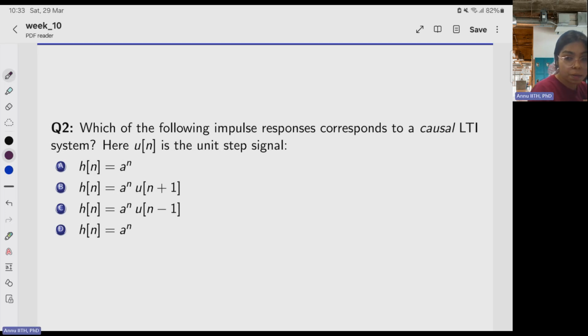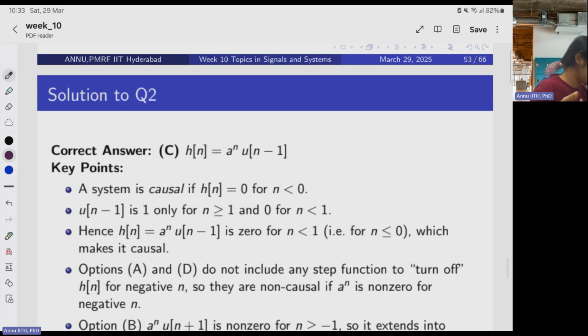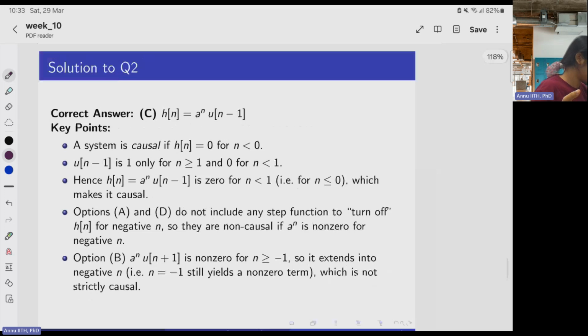Which of the following impulse response corresponds to causal LTI system? It's definitely A, u[n minus one], because it cannot be future. Okay, so these are the steps.